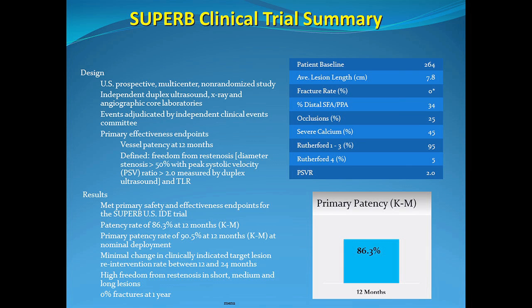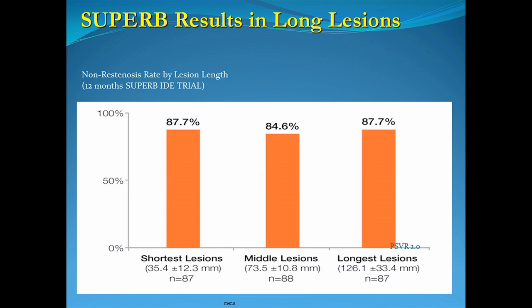So the Supera clinical trial, as we know, the average length in these patients is 7.8 centimeters with a primary patency from the Kaplan-Meier curve close to 86%. But a subgroup of those patients, which they divided into short lesion, middle lesion, and the longest lesion being 12 centimeters plus or minus, with 87 patients, stayed close to 87% as long as the stent is deployed in a nominal fashion.